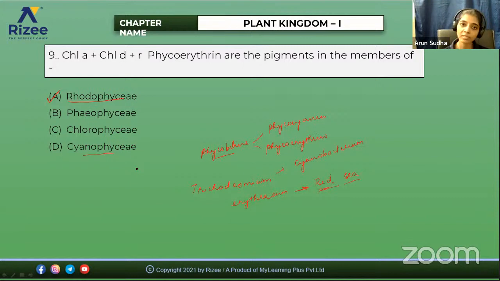Any doubt in this? It is on algae or the systems of biological classification. Do you have any doubts? So clear? No doubts?